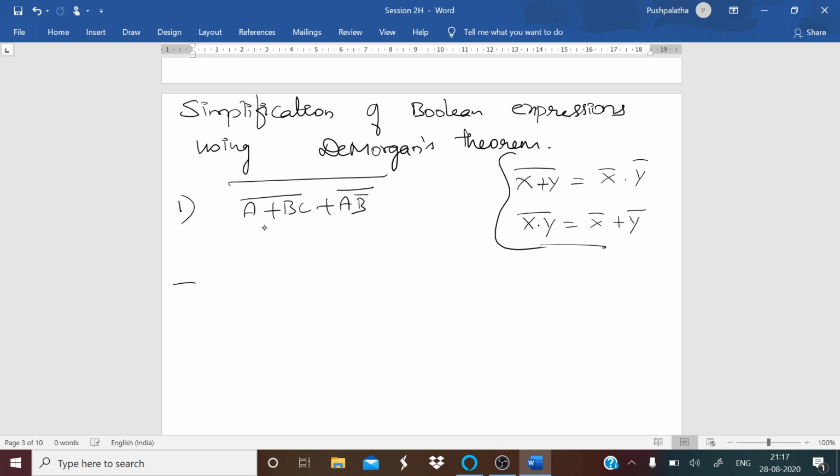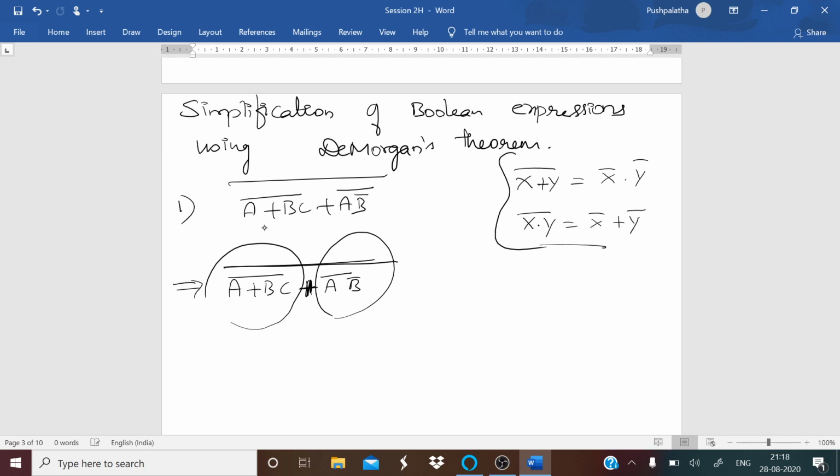Now we are just writing once again: a plus bc, plus a b bar, the whole bar. Now what are we going to consider? We are going to consider this as one term and this as the other term, with this plus, because you have the common part here. So what does this become? This is your x and this will be your y. So you have to get the answer: x plus y the whole bar equals x bar into y bar.